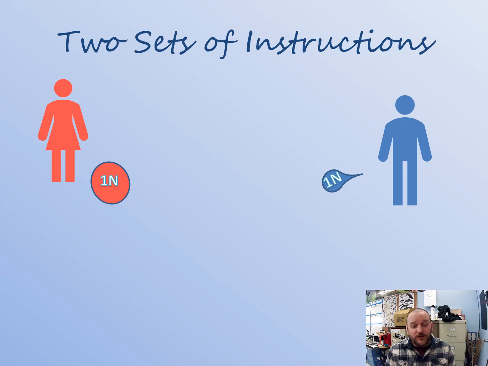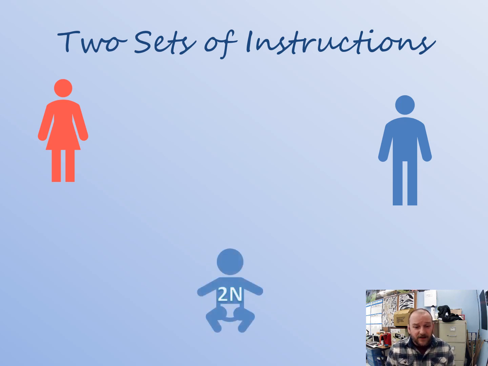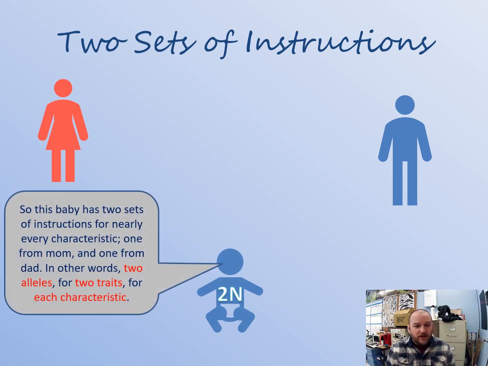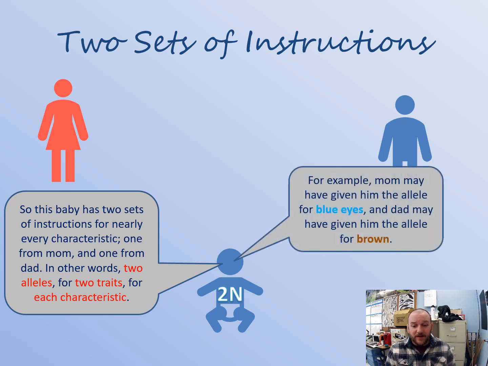Remember, again, you have two sets of instructions for any characteristic that you have. You have the information you got from mom and the information you got from dad. That's what made you. So you, like this baby here, have two sets of instructions for nearly every characteristic. In other words, two alleles for two traits for each characteristic. So for example, his mom might have given him the allele for blue eyes, and dad might have given him the allele for brown eyes. And he has to figure out which color eyes to show. And that's where Mendel comes in and shows us some really interesting things.